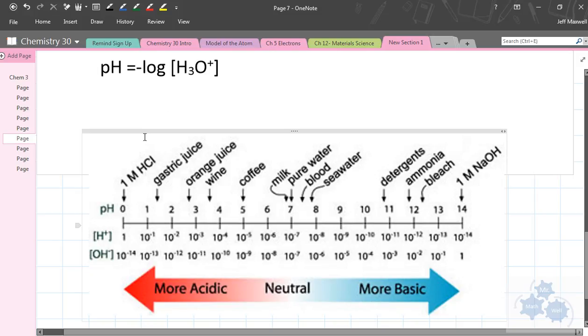Anyways, gastric juice. What's the pH? Maybe about 1.3, let's say. A pH of about 1.3. That is pretty acidic. Remember, low numbers on the pH scale, very, very acidic.